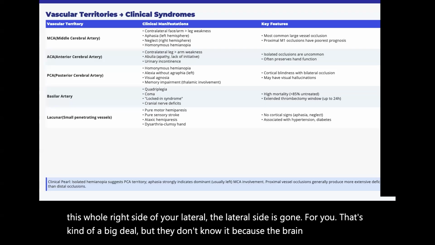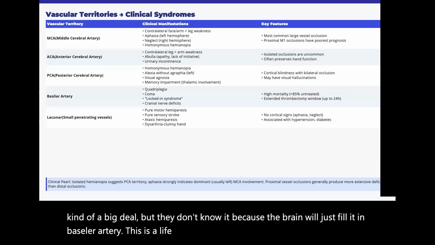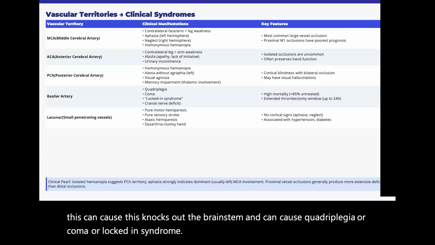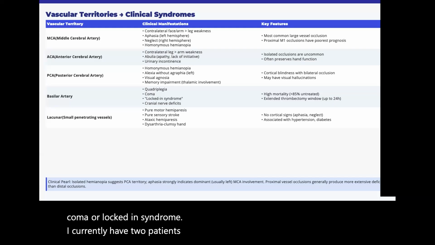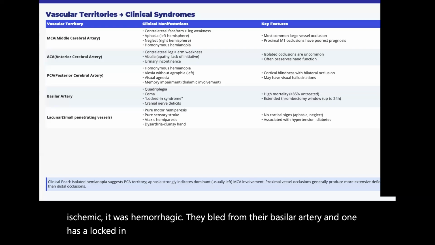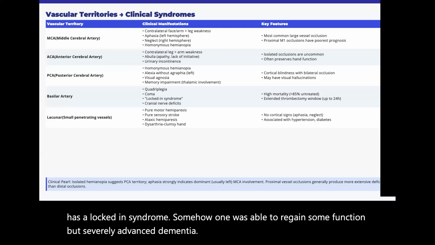Basilar artery. This is a life or death territory if you occlude the basilar artery. This knocks out the brainstem and can cause quadriplegia or coma or locked-in syndrome. I currently have two patients with this. Their basilar artery, though, was not ischemic. It was hemorrhagic. They bled from their basilar artery, and one has locked-in syndrome. Somehow one was able to regain some function, but has severely advanced dementia and needs a lot of support.